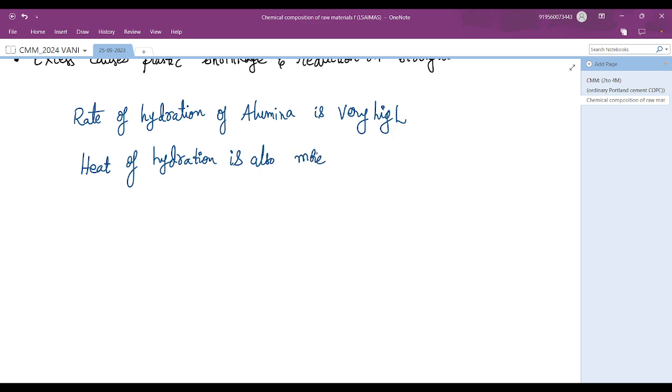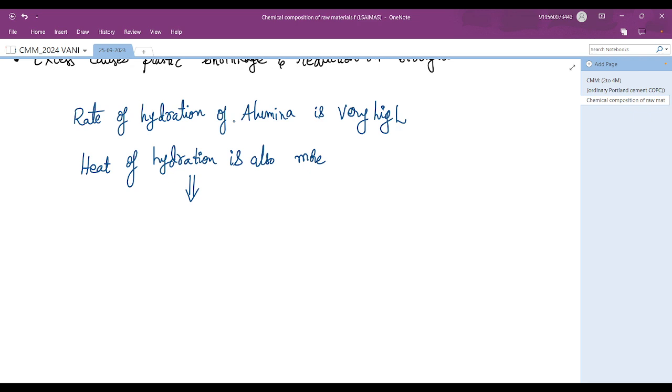Because of this more heat of hydration, water that is present will evaporate after the completion of the hydration process of alumina itself. Because here hydration of cement means it is the hydration of all the constituents present in the cement. But among all the constituents, alumina is the one which reacts with the water at first. And that reaction process is also very fast. And during that fast process of reaction, greater amount of heat is going to be evolved.